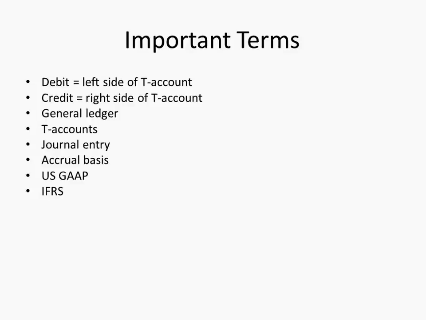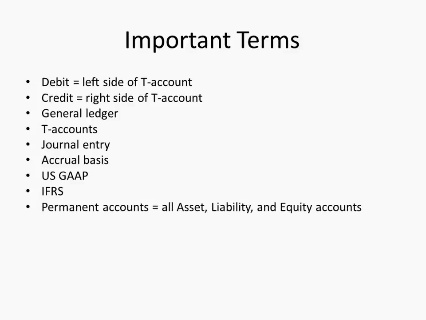GAAP versus IFRS. Okay. So permanent accounts. We talked about that. All asset, liability, and equity accounts. That's exactly what I was just getting at, right? All of our balance sheet accounts are permanent accounts. That's really important. So if I have permanent accounts here, what do you think is going to come next? Temporary accounts, which what are we talking about there? Revenues and expenses, which go on the income statement, right? There you go.